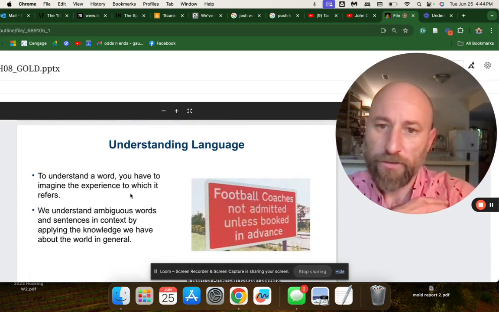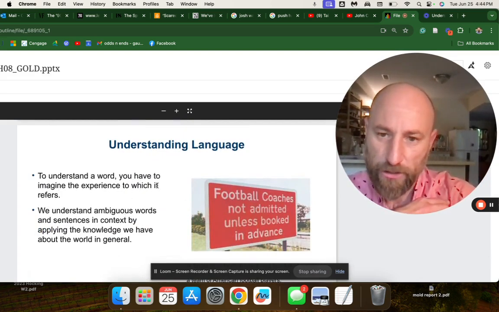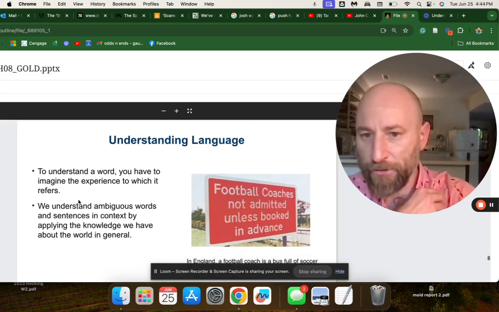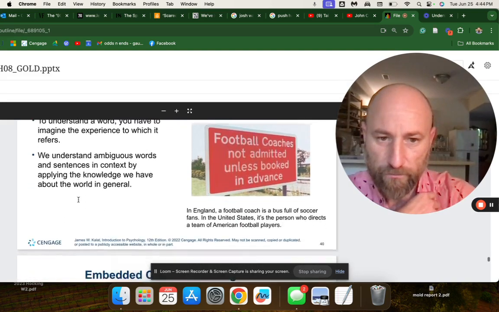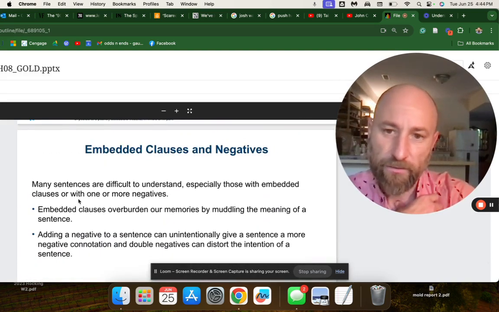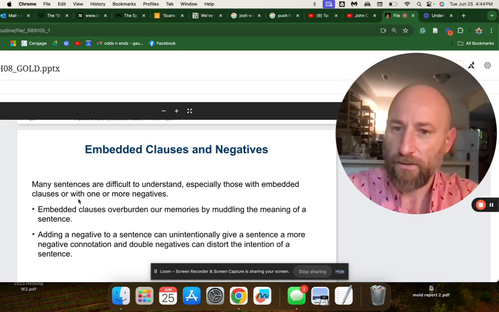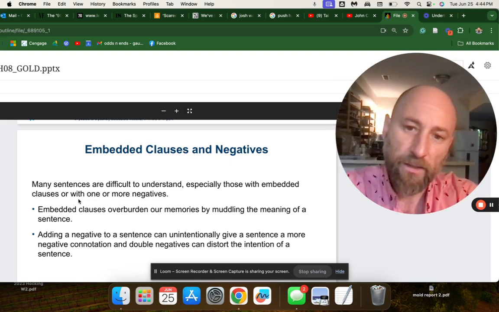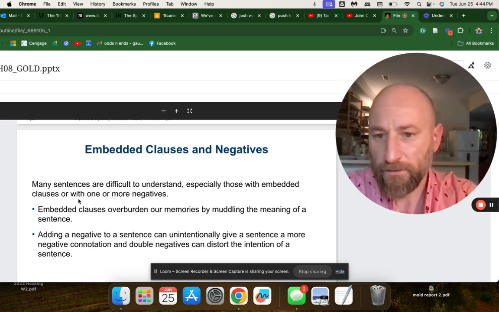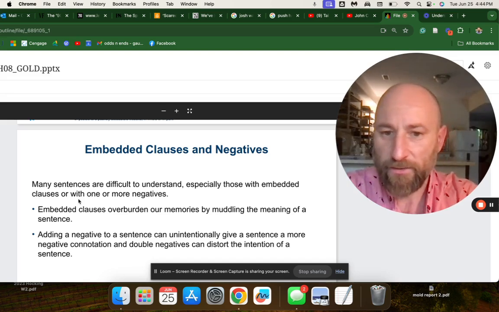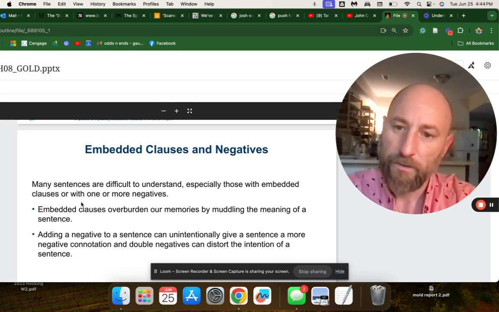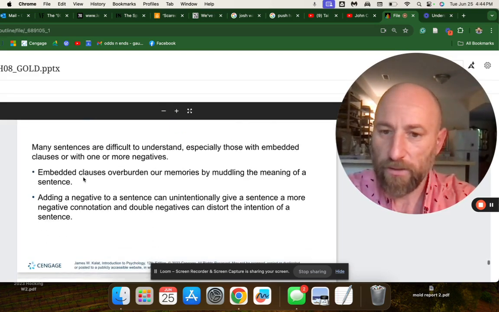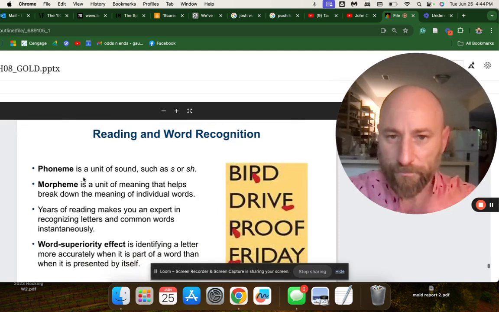Understanding language. To understand a word, you have to imagine the experience to which it refers. We understand ambiguous words and sentences in context by applying the knowledge we have about the world in general. Embedded clauses and negatives. Many sentences are difficult to understand, especially those with embedded clauses or one or more negatives. Embedded clauses overburden our memories by muddling the meaning of our sentence. Adding a negative to a sentence can unintentionally give it a more negative connotation, and double negatives can distort the intention of the sentence. I'm not sure that's super relevant, but those are true things.